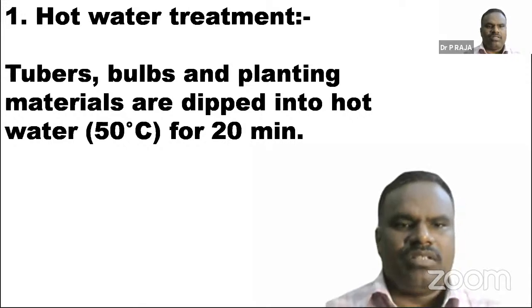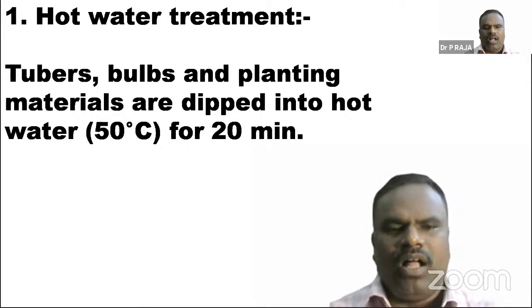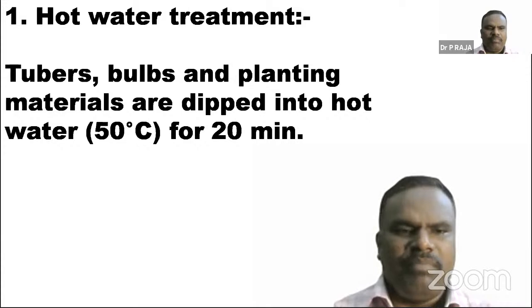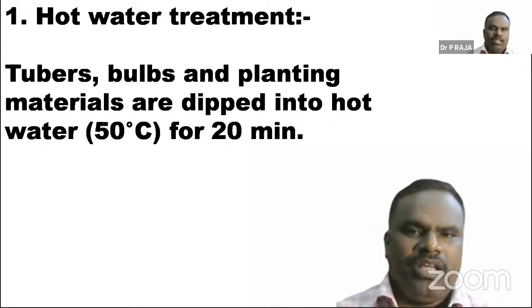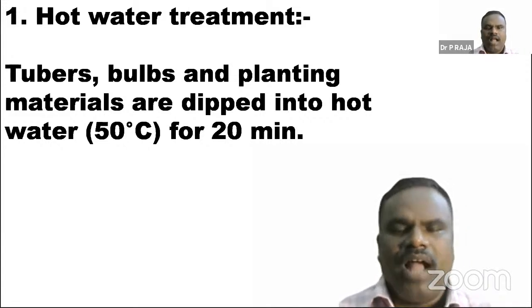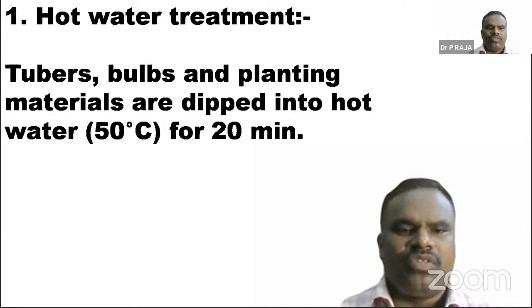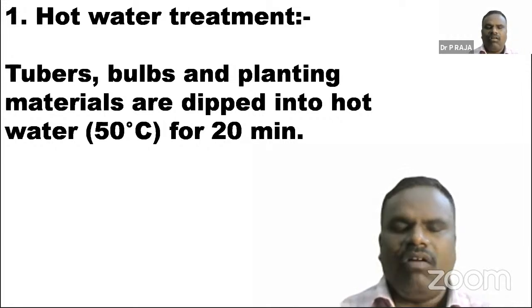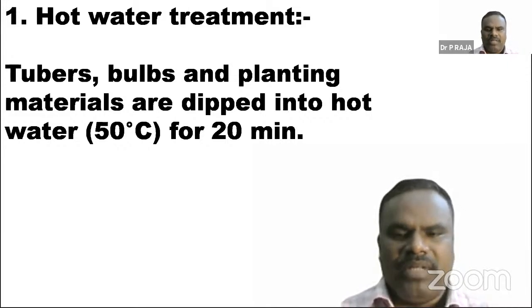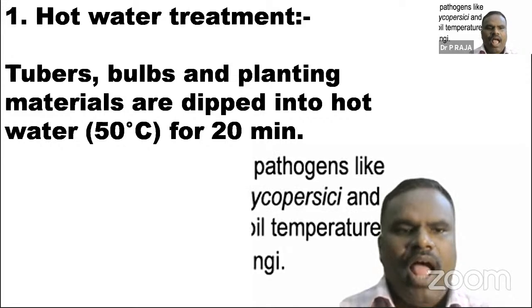The next one is hot water treatment. Here, tubers, bulbs, sets, and any kind of planting material, dip it in 50 degrees centigrade for 20 minutes. After boiling, keep the container outside, and make sure that it is 50 degrees. It should not be more than 50 degrees centigrade, and you have to keep it for only 20 minutes. Thereby, we can kill all the bacteria or viruses which are there in the planting material.